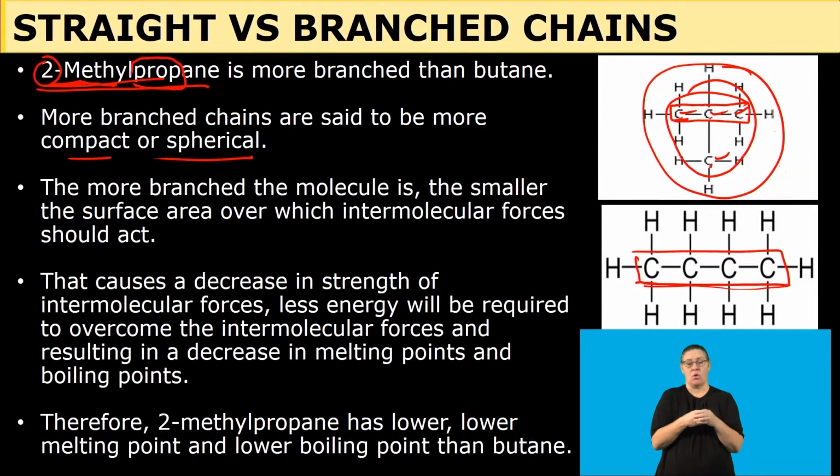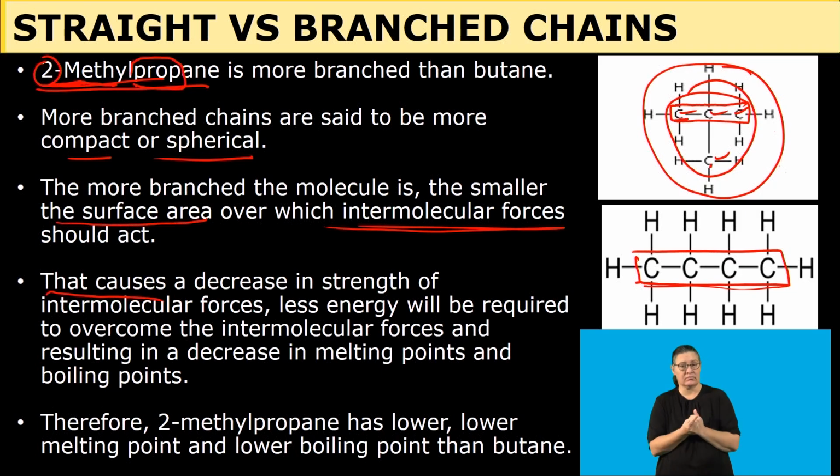So the more branched the molecule is, the smaller the surface area over which intermolecular forces can act. So if a substance is more compact, that means the surface area, the space that those substances are going to take, is going to be smaller because those substances are more compact. And when that happens, the intermolecular forces are going to have a smaller area that they are going to be acting on. And when that happens again, what is then said about the energy?